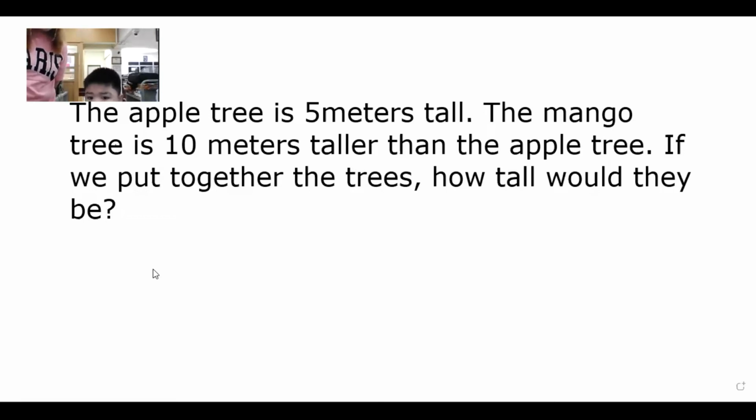Five plus ten equals 15 feet. Okay. How much? What is the answer? The mango tree is taller than the apple tree. Together, the trees, how tall would they be? Okay, 15 meters. All right.